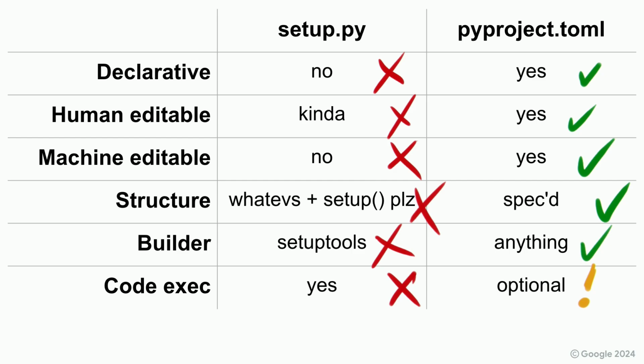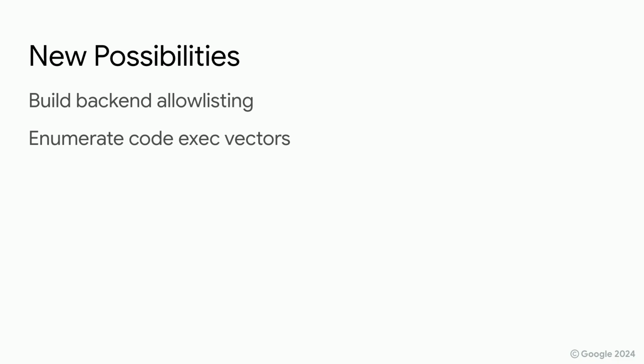Not only that, but being declarative means we have new possibilities. We can allow-list our build backends, perhaps. We can vet them to figure out which ones are safe or unsafe. And for each backend, you might be able to enumerate the different ways code exec could happen. So pyproject.toml is still better than setup.py, even though code exec is still arguably a problem. So now, hopefully, I've made the case for pyproject.toml.